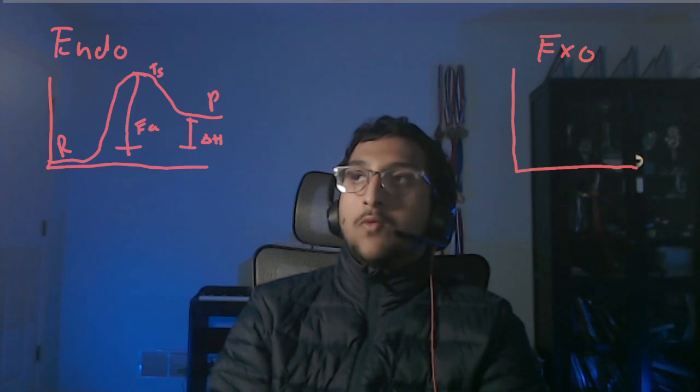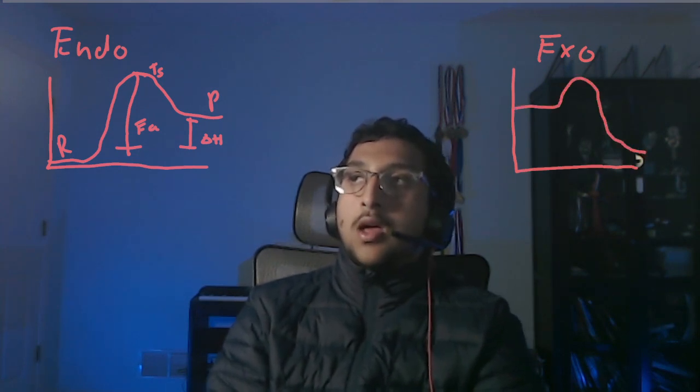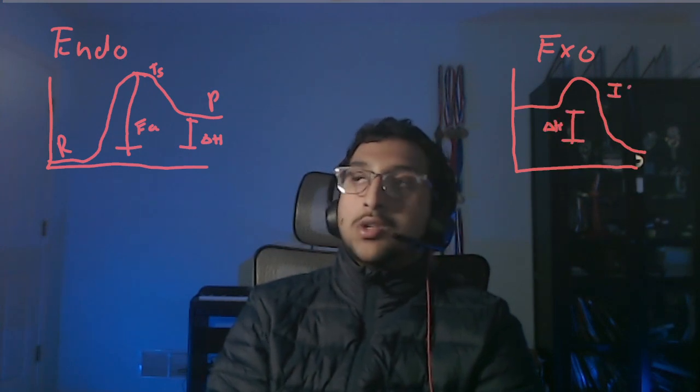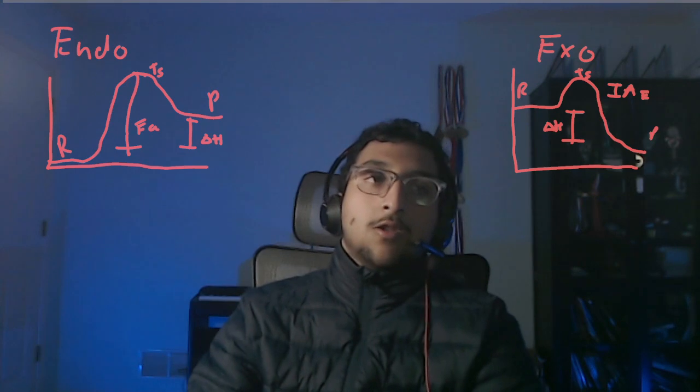And change in H is positive for endothermic reactions. Exothermics: we start here, we go up a bit, and then we go all the way down. And so a change in H is going to be negative, and this is activation energy, and this is the peak, so transition state, reactants, products, and that's pretty much it.